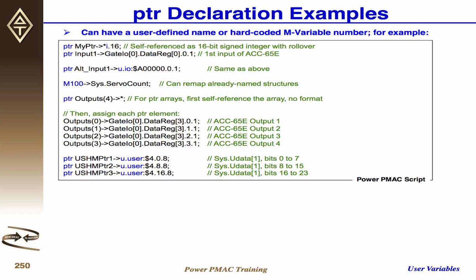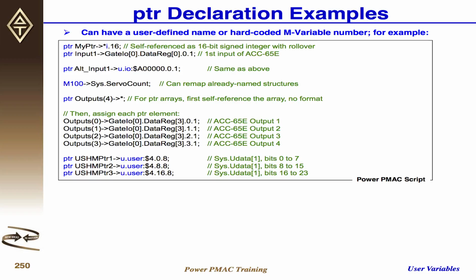Next, you can do something like pointer to alt input 1 goes to u.io, and then it looks at that address, $A0000000, 0.0.1. So it goes to that address in IO memory and then grabs the least significant bit of that specific register. In this case, we have M100 points to sys.servocount, which is just to say that M100 will now be a quicker way to grab an already named value, an already named parameter such as sys.servocount.